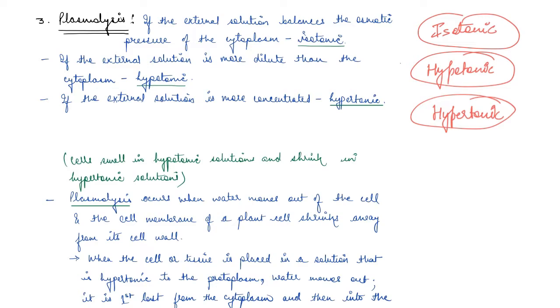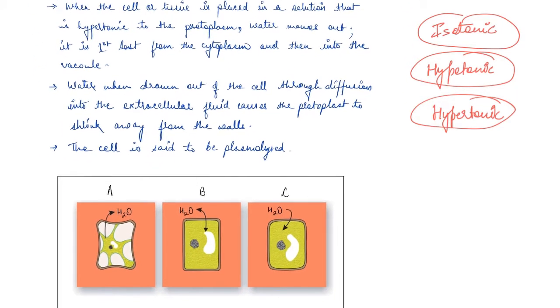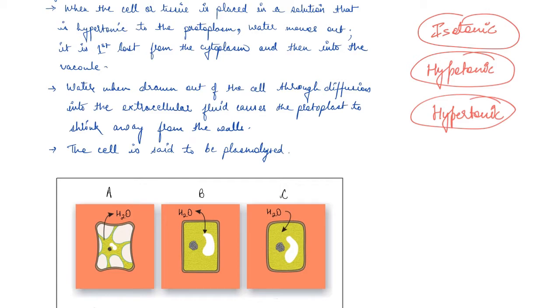So basically, plasmolysis occurs when water moves out of the cell and the cell membrane of a plant cell shrinks away from its cell wall, right? So basically, when the cell or tissue is placed in a solution that is hypertonic to the protoplasm, water moves out, right? And it is lost from the cytoplasm and then from the vacuole, right? When water is drawn out of the cell through diffusion into the extracellular fluid, it causes the protoplasm to shrink away and the cell is said to be plasmolyzed.